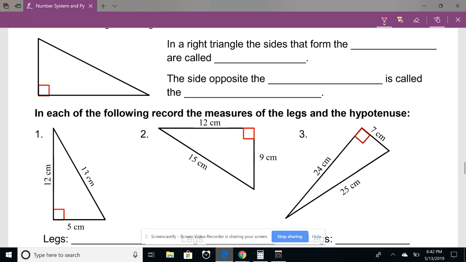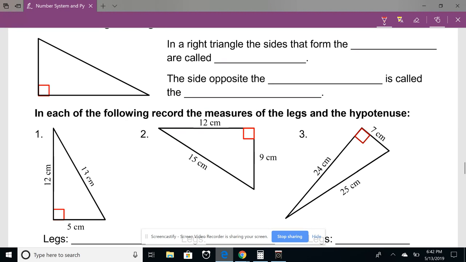In today's video, I'm going to give you an introduction to the Pythagorean Theorem and how it's made up and what the different parts of it are. So when we're working with the Pythagorean Theorem, in this section we're going to be dealing with right triangles. Right triangles are triangles that have a right angle, a 90-degree angle in them.